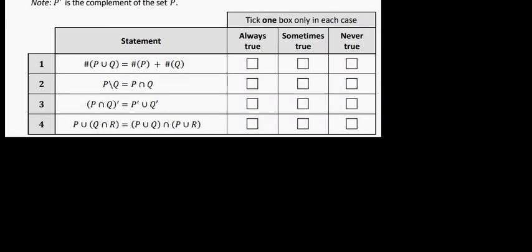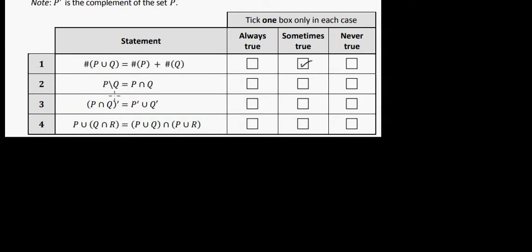The first one here is P union Q. The cardinal number of P union Q is equal to the cardinal number of P plus the cardinal number of Q. Now this is actually going to be sometimes true. We have to justify this in the second part of this question, so I'll come back to that one in the next part of the question.